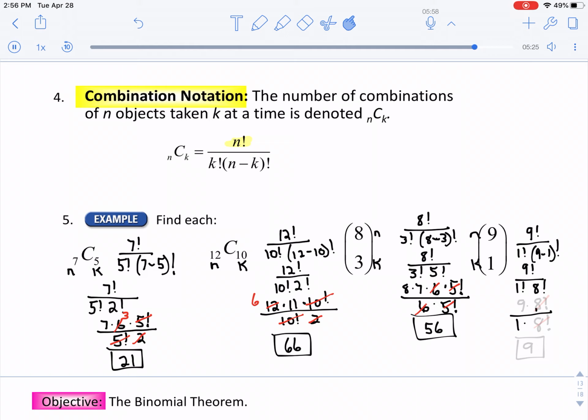Sorry, let's go back. The 9 factorial I'm going to rewrite as 9 times 8 factorial, over 1 times 8 factorial. The 8 factorial reduces, and I get 9 over 1, which is just 9, and that's the answer. And that's how we find combinations.